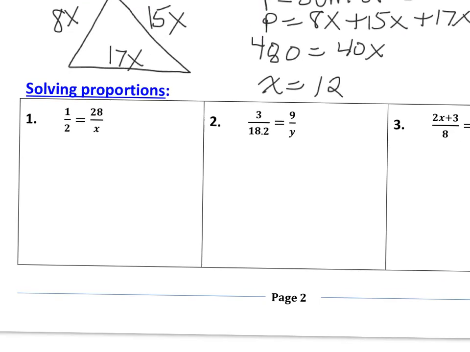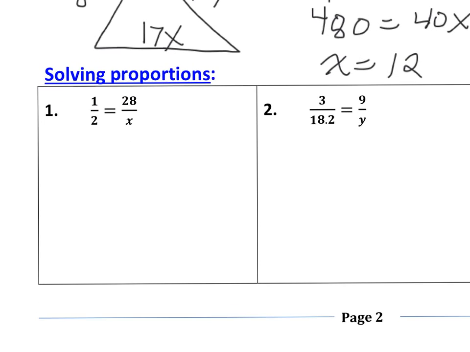I'm going to zoom in here. So we have a first proportion, 1 is to 2 as 28 is to x, and we can just use our cross products. 1 times x is x, and 2 times 28 is 56.